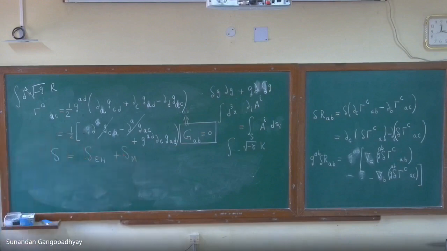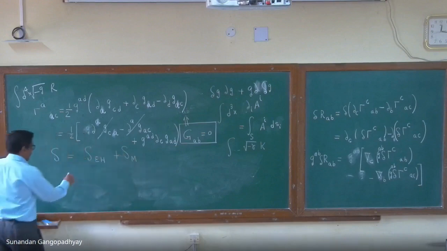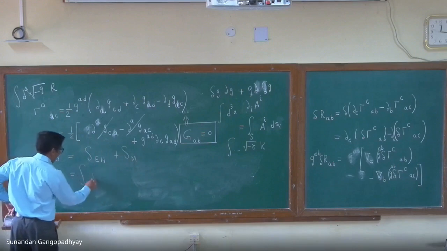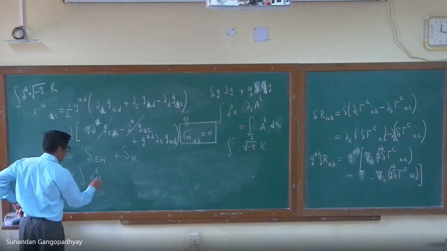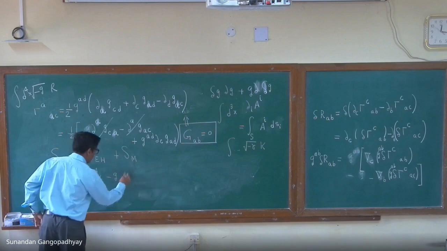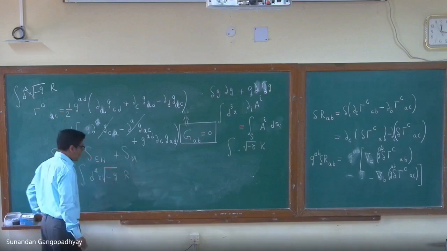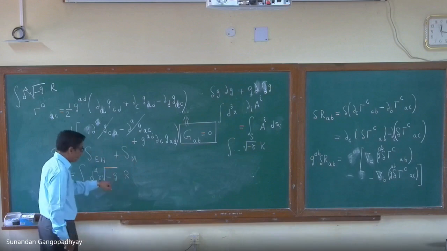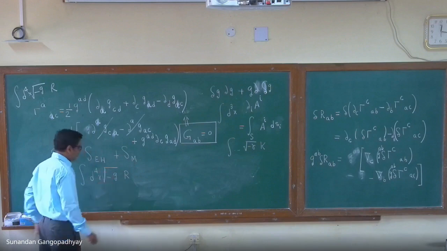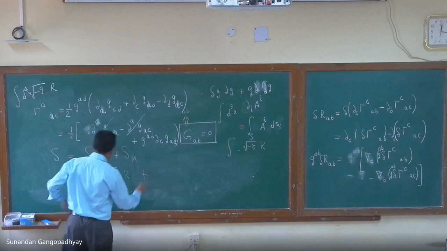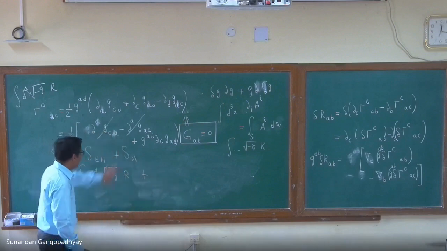This is equal to the integral of square root of minus g times R. I told you why square root of minus g: the determinant of the metric is negative, so minus g gives a positive square root, such that the action is a real number, and then you have this.